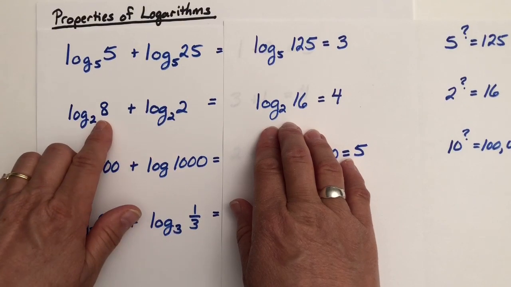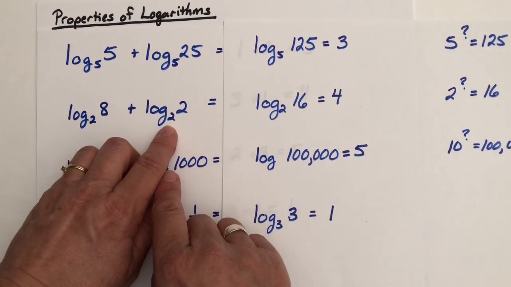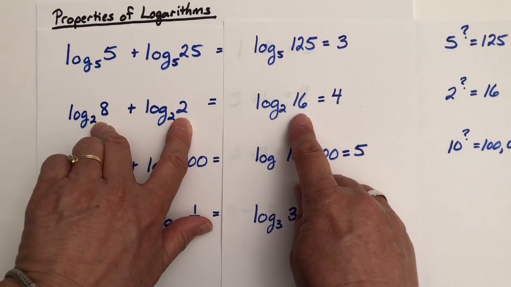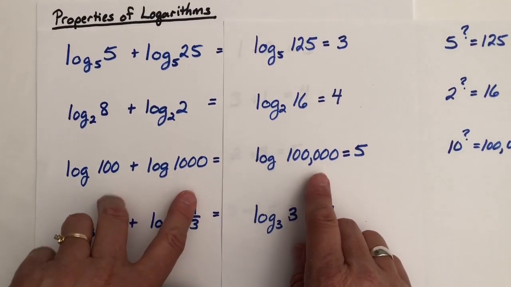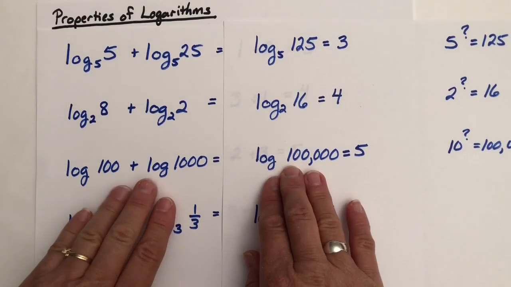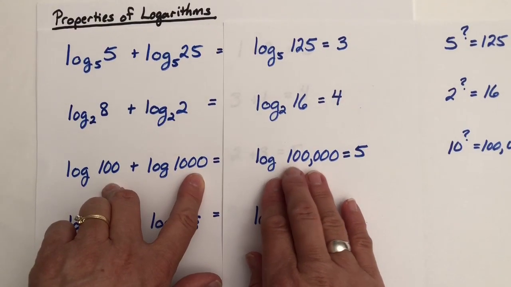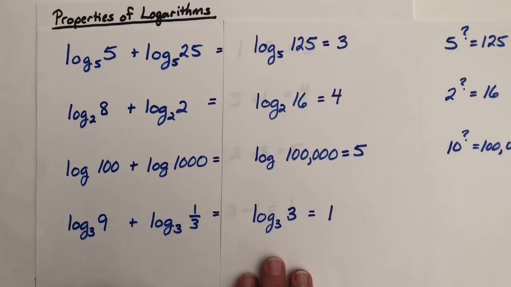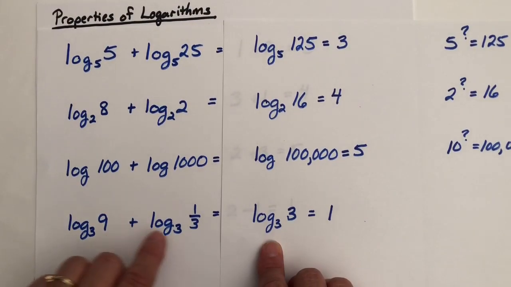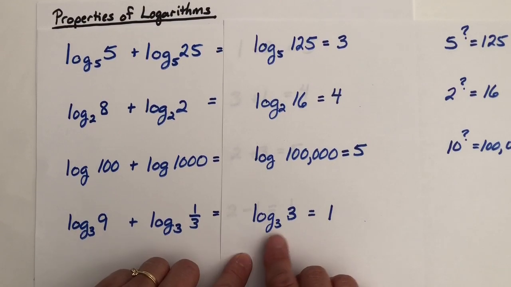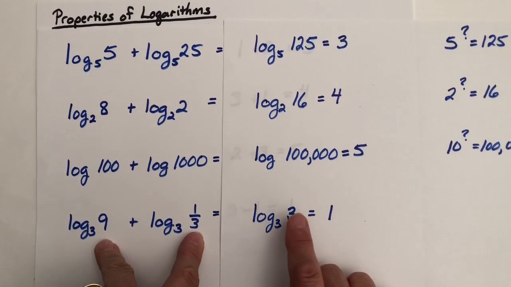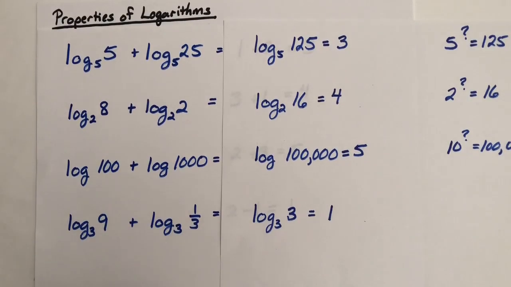Let's look at this problem. We have the log of 8 base 2 plus the log of 2 base 2 equals the log of 16 base 2. And notice 8 times 2 is 16. Similarly here, these two quantities were equal. And we have 100 times 1,000 equals 100,000. And last, I have this one. The log of 9 plus the log of 1/3 equals the log of 3. And we know 9 times 1/3 equals 3.